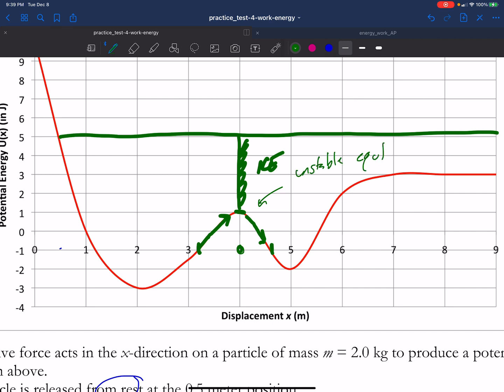equilibrium, meaning that the object right here, as it passes the equilibrium point, the forces are not pushing it back towards equilibrium. The forces are pushing it away from equilibrium, pushing it down this way.